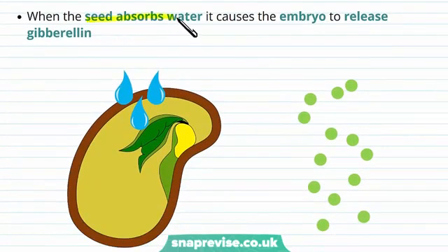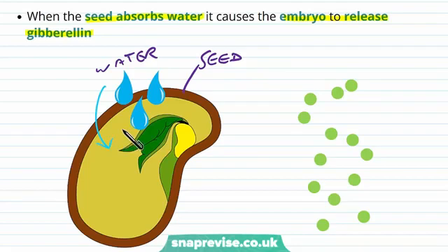When the seed starts to absorb water, so if it's been put into an environment which is quite favourable, it causes the embryo to release the gibberellins. So say the seed has managed to reach a particular area of soil with a good water availability, then the water can enter the seed through osmosis, and then the seed will start releasing gibberellins from particular tissues.